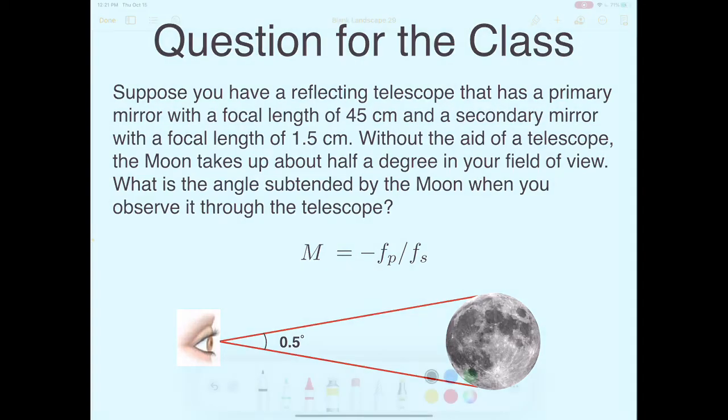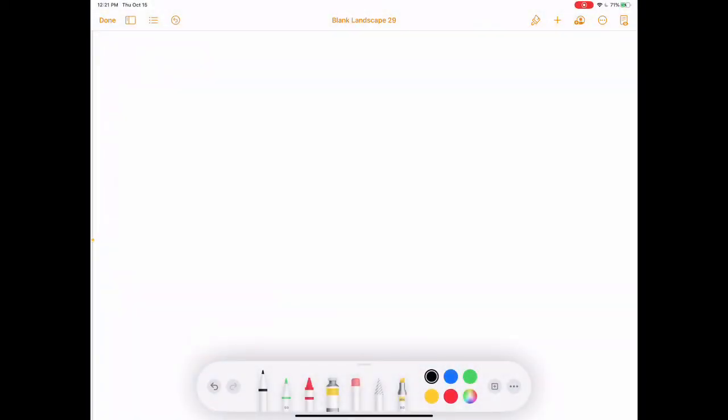Okay, so this is a pretty simple calculation to do. First, let's remember the definition of angular magnification, which we show with this symbol, theta prime over theta. But in the case of a reflecting telescope, this would be minus fp over fs.